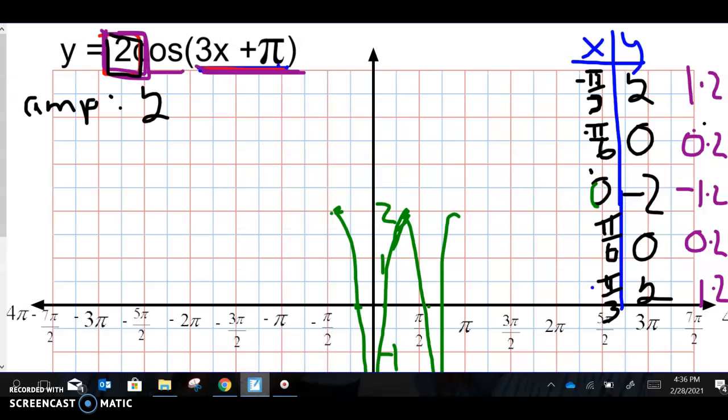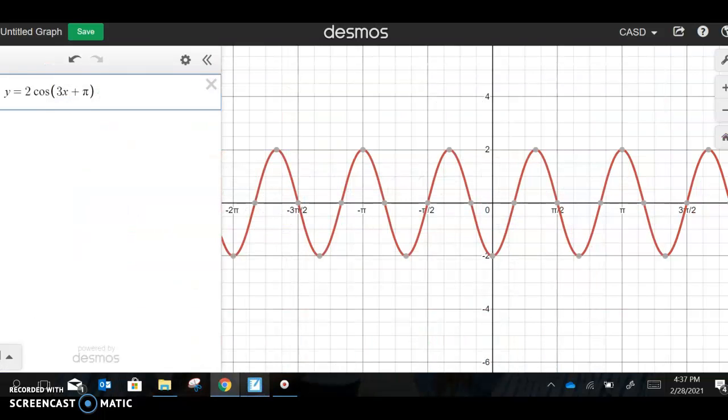Then we have the period. If I didn't have it graphed, the period is 2 pi over b, and b in this case is 3. So 2 pi over 3 to get through one period. One period goes from negative pi over 3 to positive pi over 3. How far did it take me to get through one cycle? 2 pi over 3, right? We can see it there. That's what the period is.